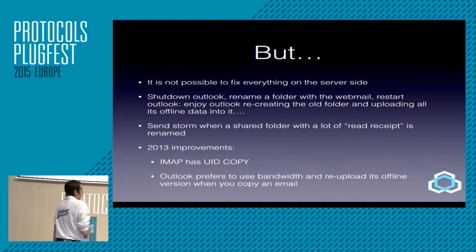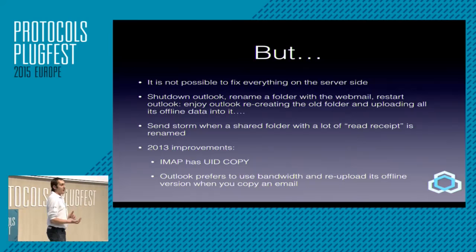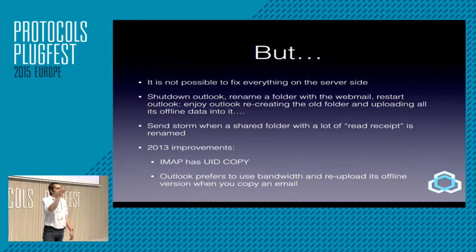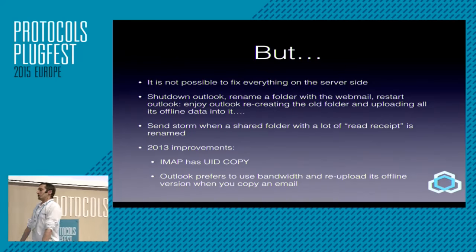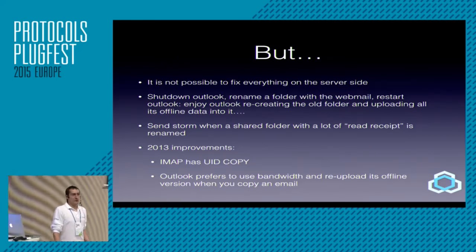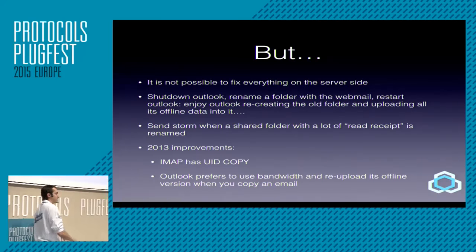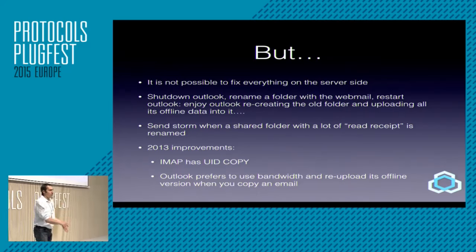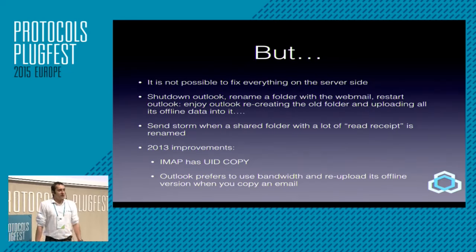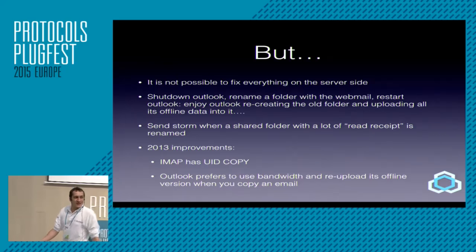In IMAP, you can ask the server to copy an email. You say copy mail number 2 in folder sent, and it will do it. In Outlook 2013, they prefer to always re-upload the email. So if you copy 10 emails, your 10 emails will be re-uploaded by Outlook to the server instead of doing a server-side copy, which is a big improvement.